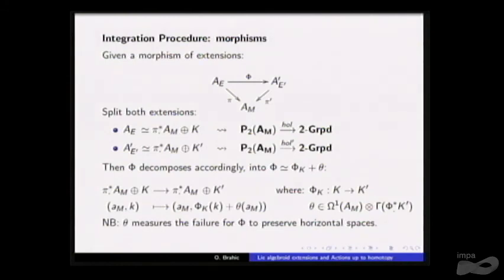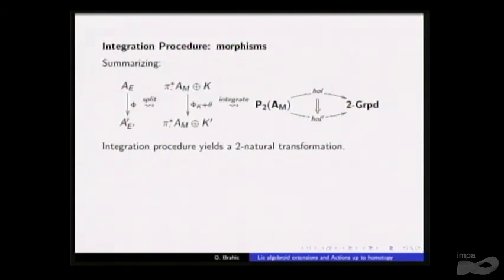What this tells you geometrically is that I'm splitting in here and splitting in here. When you take a general morphism, it will not send the horizontal space to the horizontal space. So you have one horizontal space here, and this one might be sent to another one. So you have to somehow correct the failure of respecting this horizontal space, and that's exactly what this theta measures.